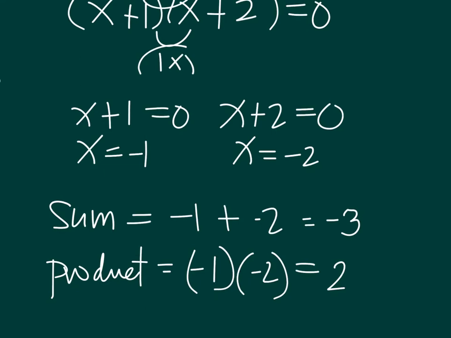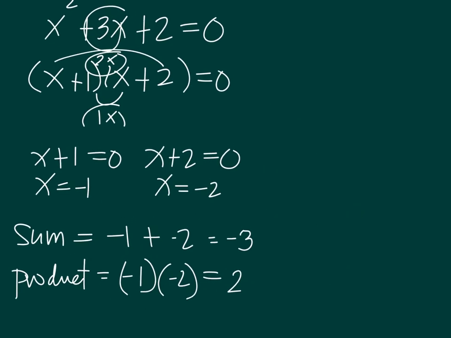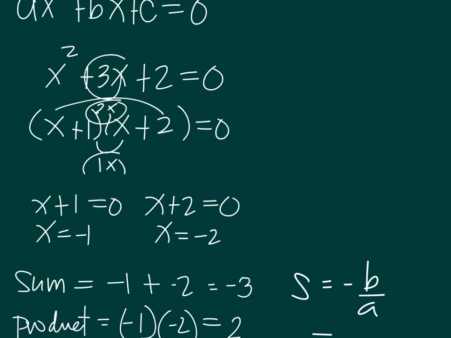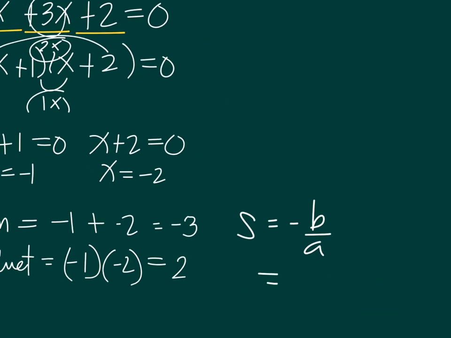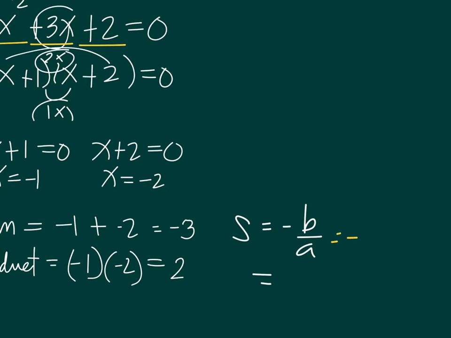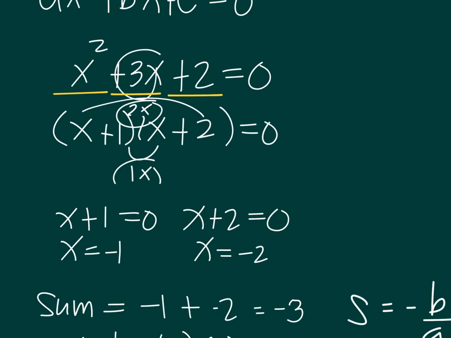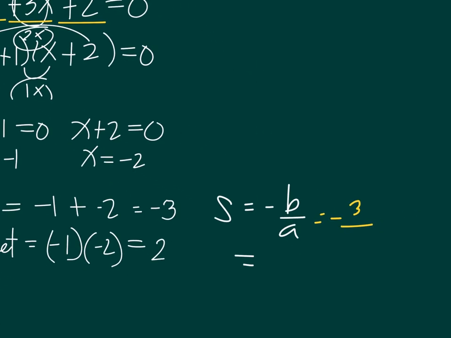And this should follow the formulas that we use. The sum is equal to negative b over a. So negative b, and our equation is x squared plus 3x plus 2. Our b is 3. So this will be negative of 3 over a, which is 1 from 1x squared. So negative 3 over 1, and we also got negative 3.